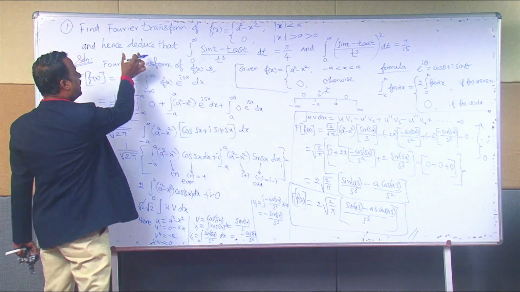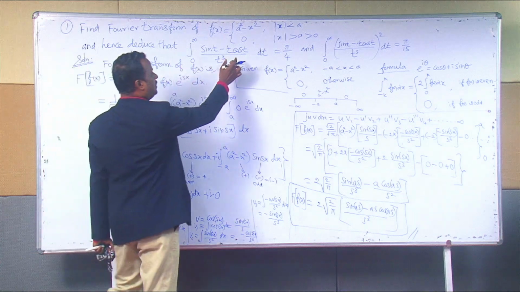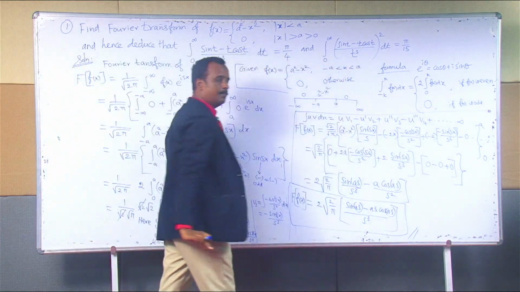Next, we need to find the deduction part. There are 2 deduction parts. We need to prove 2 parts. Okay, one by one we are going to see.